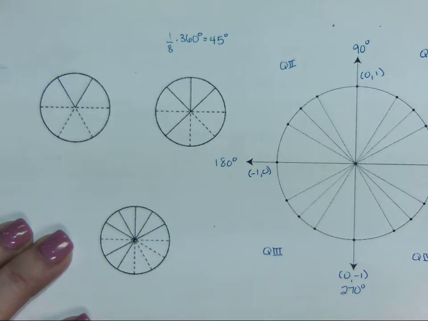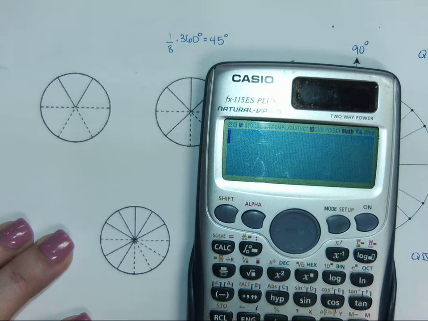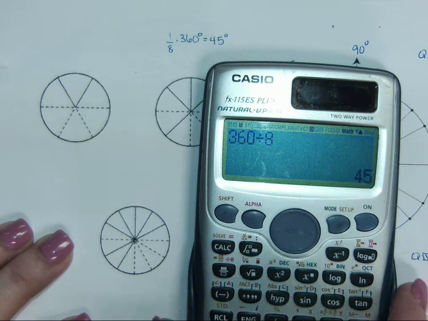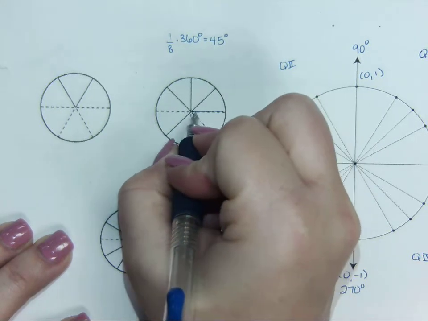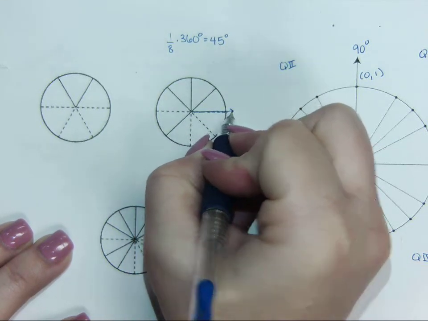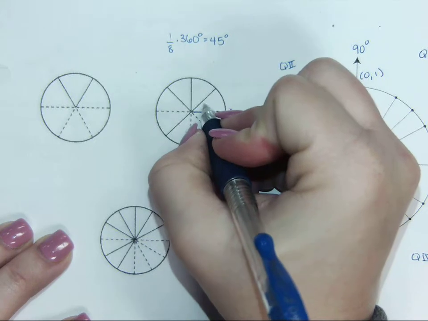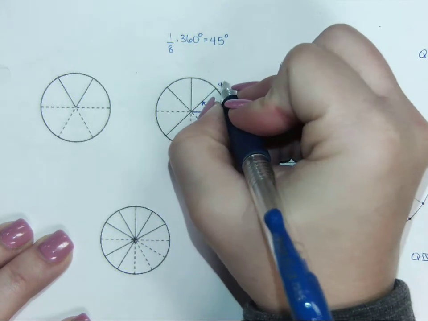Right? And you can check that on your calculator if you wanted to, just to be sure. But if I take 360 and I want to divide that into 8 equal portions, that would be 45 degrees for each portion. So again, considering this one part right here as being my initial side at 0, moving up this way, this first mark is 45 degrees.